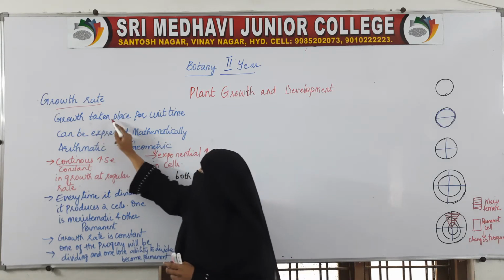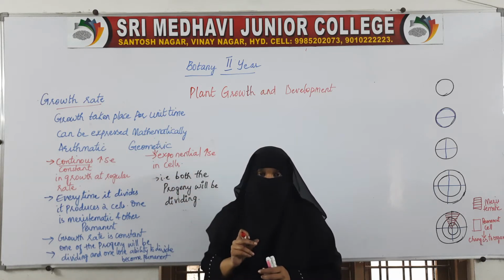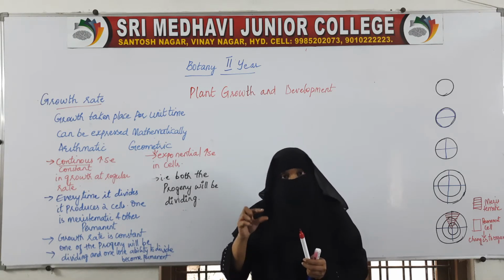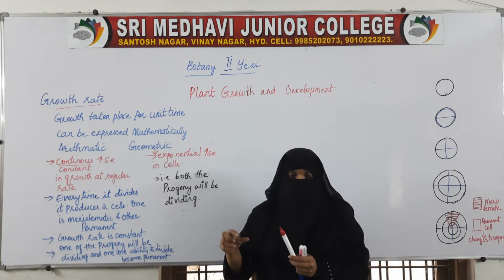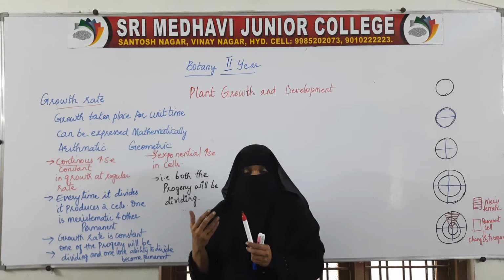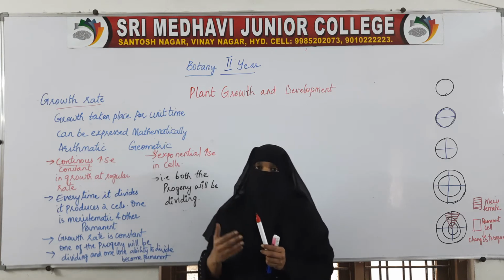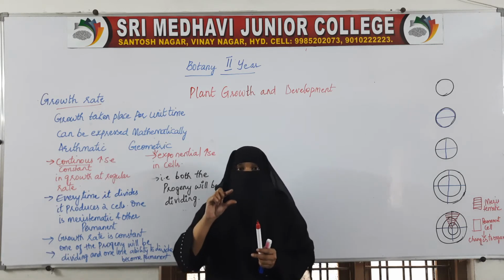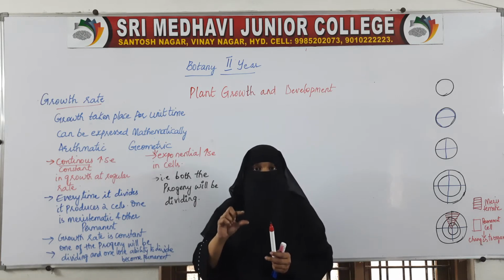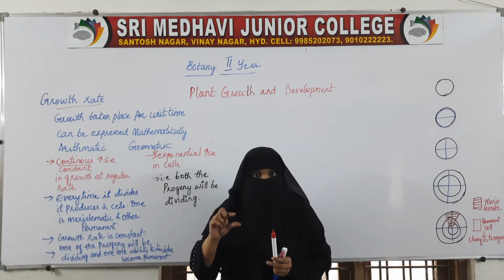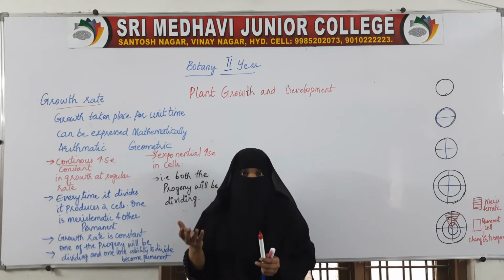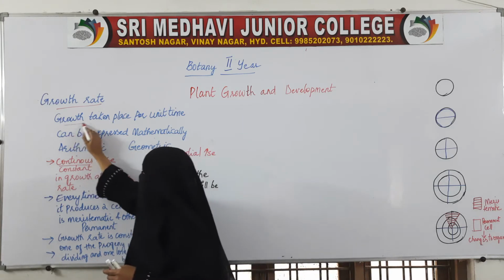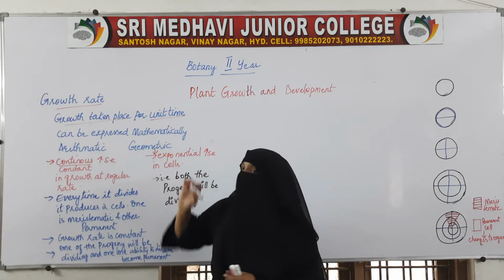How much of growth has taken place per unit time? Growth rate is in respect to time, that is per unit time. It can be minutes, seconds, hours, months, or years. Time can be any. But how much of growth has taken place in that unit of time? How much of growth has taken place in 1 minute, or in 1 hour, or in 1 year, or 10 years? So, per unit time, how much of growth has taken place?